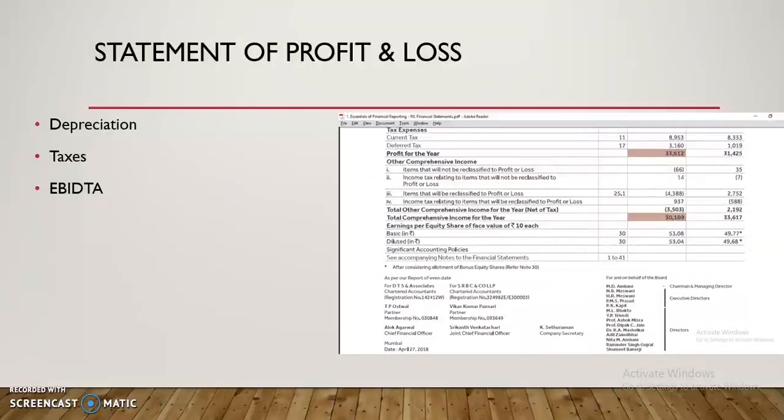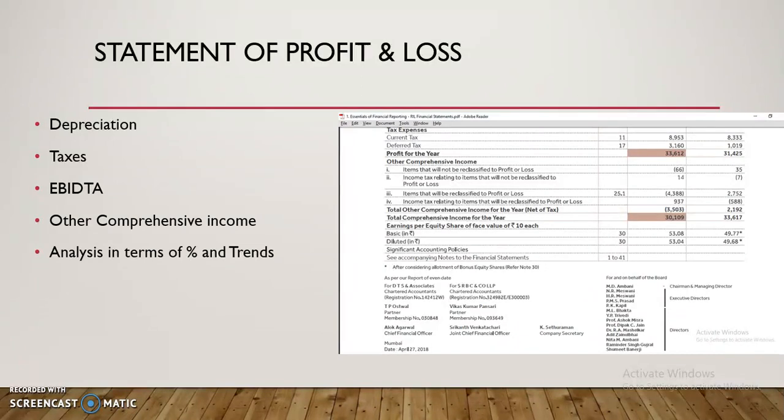Okay, and then we learned about other comprehensive income. Now analysis in terms of percentage and trends, we will be looking at in the next video, and then the control aspects we'll also be looking at in the next video.